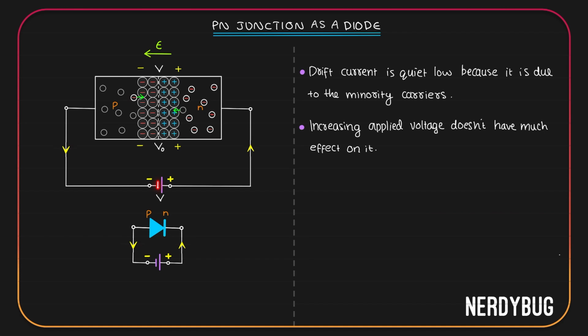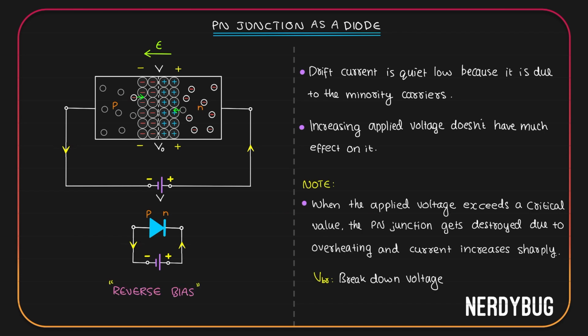When the negative terminal of the cell is connected to the p side and the positive terminal of the cell is connected to the n side, we call this reverse bias. There is one last thing we have to note here. Under reverse bias, if the applied voltage exceeds a critical value, the PN junction gets destroyed due to overheating, and because of that, the current will increase sharply. That critical voltage is called breakdown voltage. We can denote it by VBR.